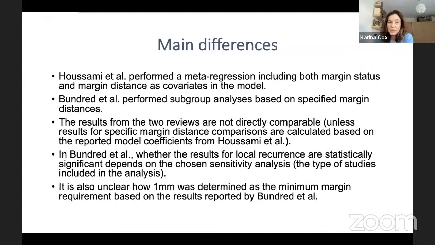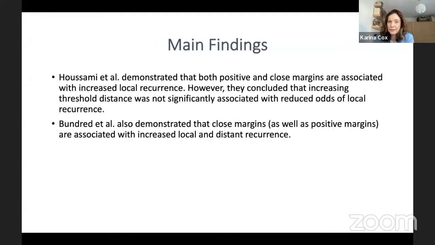And whether the results for local recurrence are statistically significant in the Bundred review depends a little bit on your sensitivity analysis. We're also slightly unclear how 1 millimetre was determined as the minimum margin in the Bundred review. It's not clear in the actual paper how they got there, but I think it ended up being a pragmatic decision.